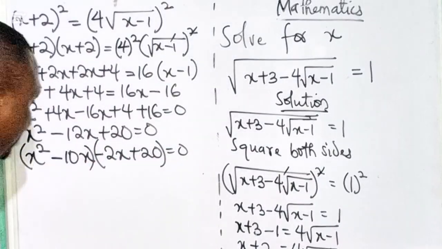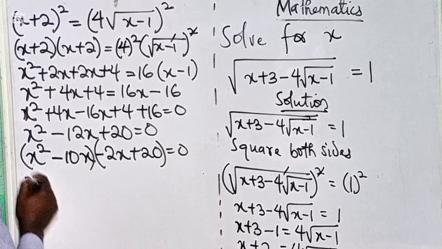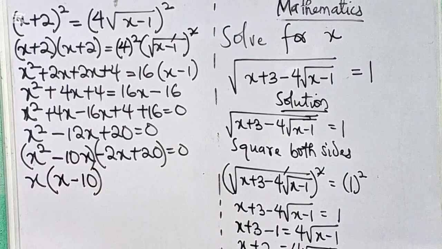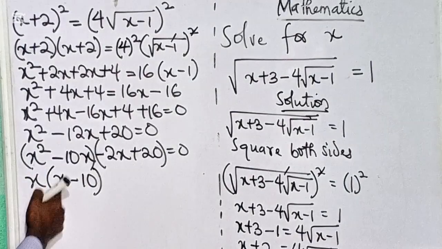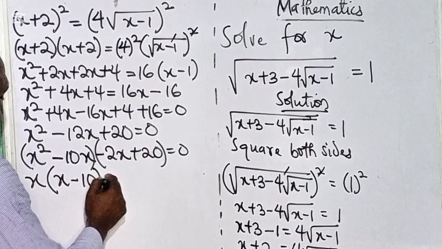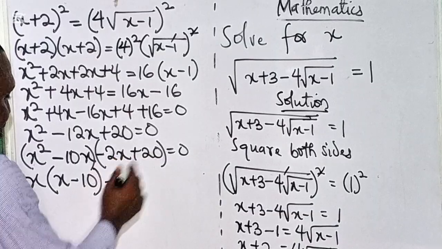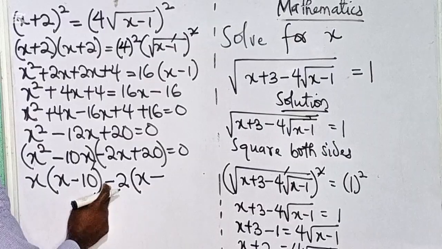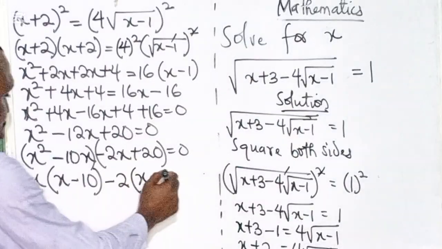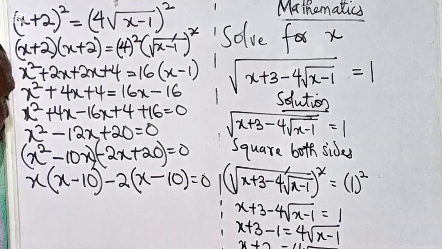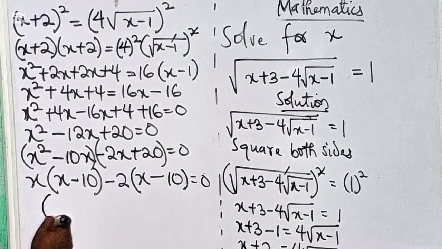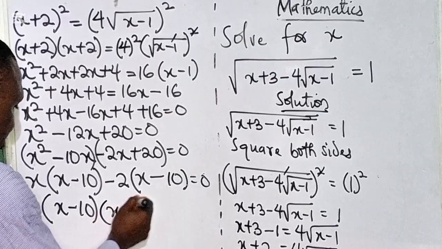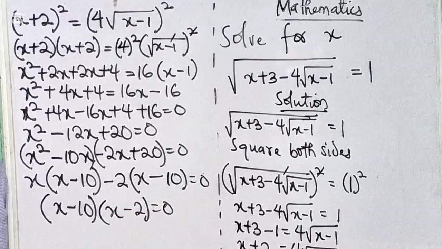So I'll put them inside brackets. What is common here? x is common, so I'm bringing out x. There is x minus 10 left here. Don't forget, x is common, so x is left, minus 10. Now look at this minus sign. What is common down here? That is 2. So bring out minus 2, and take note: minus times minus becomes plus. Is equal to 0. So at the end of the day, I have x minus 10 and x minus 2 equals 0. Is that clear?